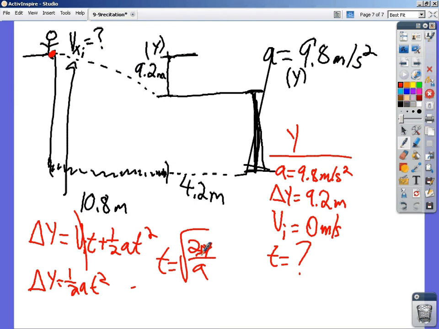So that's the first step. And like I said, when we start covering projectile motion, next class period hopefully, the first thing you do in almost every projectile motion problem is solve for time.